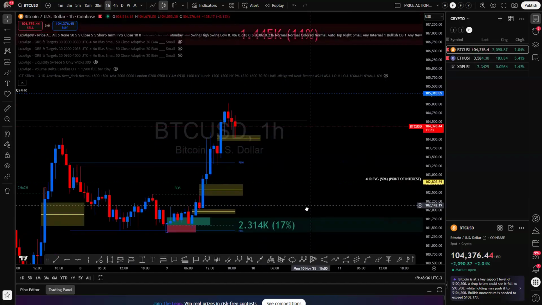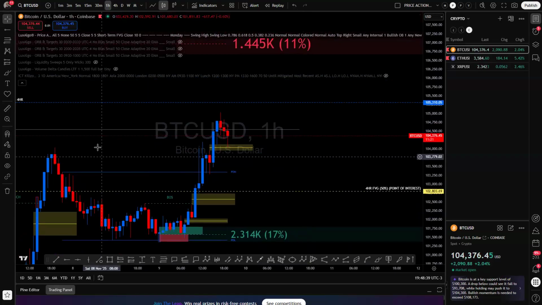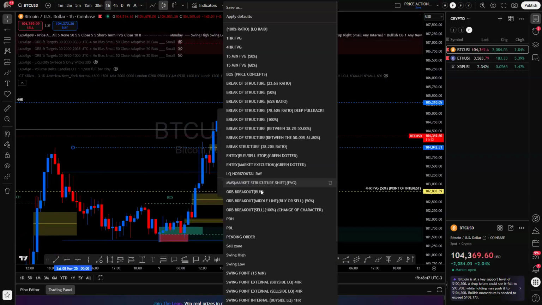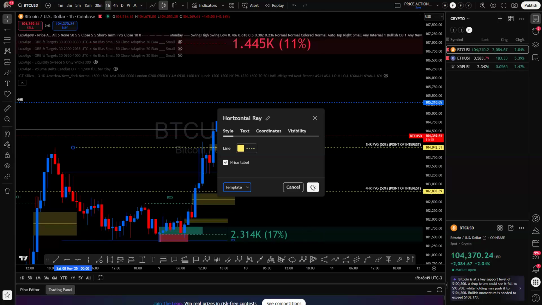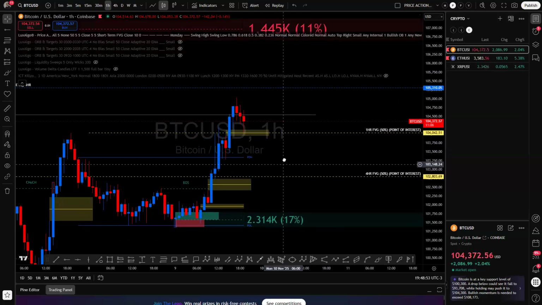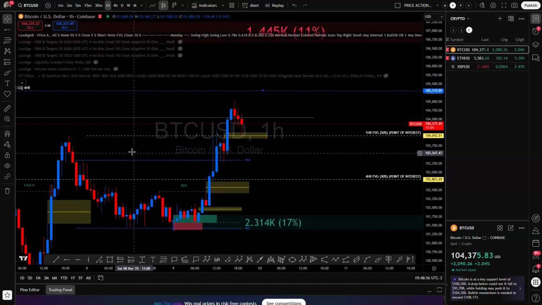So now what we want to look at is the most recent 1-hour fair value gap, which we actually have here, and we're gonna wait for it right here. We're gonna actually mark this up. This is our next point of interest, okay? So we want to see it right here, but we are currently bullish.